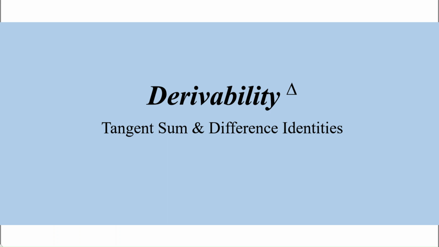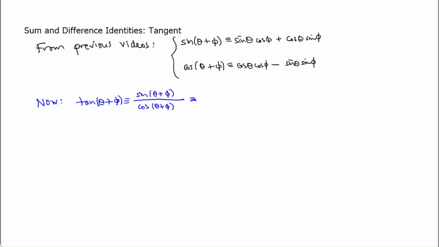Welcome back to derivability. Let's take a look at sum and difference identities for the tangent function. We took a look at the same for sine and cosine not long ago on the channel, and those are exactly the ingredients we need to derive this tangent sum identity. Then we'll do the difference identity later.